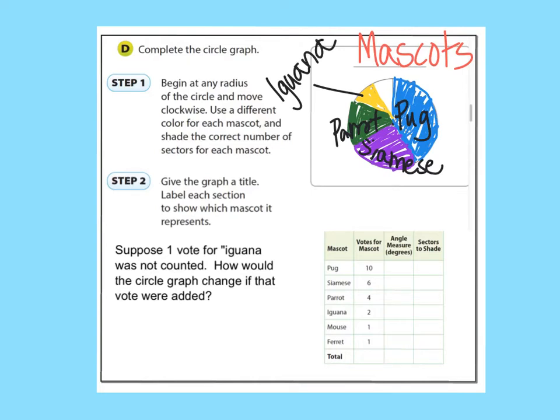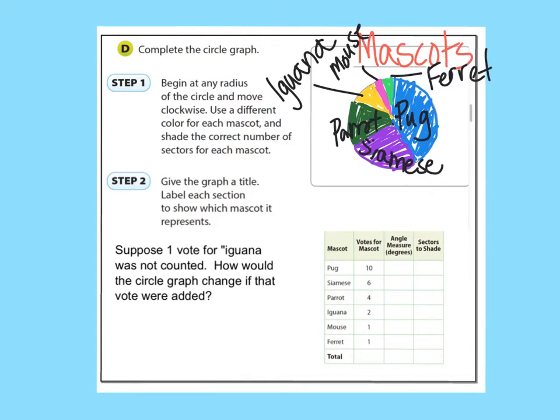And then mouse and ferret each had 1 vote. That was 15 degrees, so they only get half of a section for each of them. So we'll color 1 here for the mouse and get a new color. Color 1 here for the ferret. Again, I can label these: mouse, ferret, and there you have it.